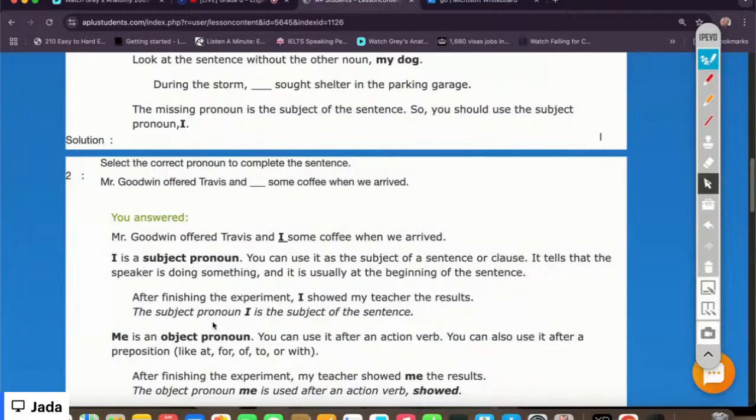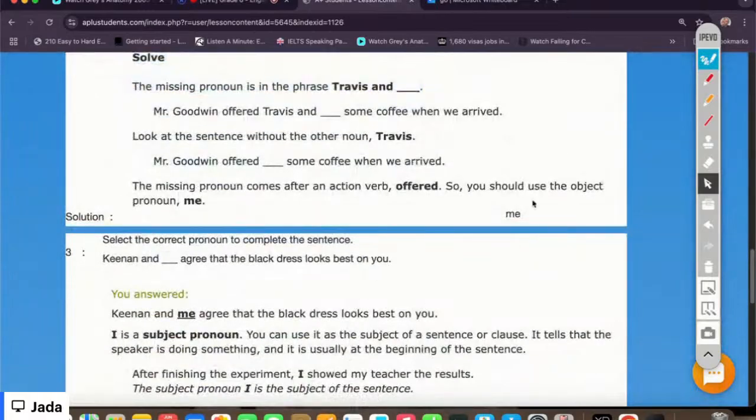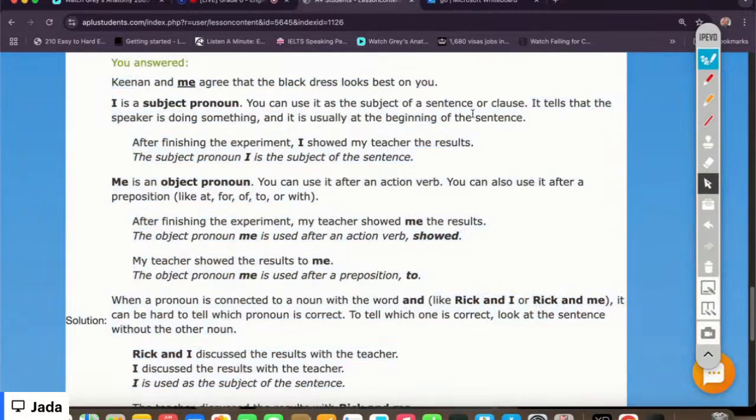Mr. Goodwin offered Travis and Dash some cookies when we arrived. Is it going to be me or I? Me. Okay, so you're going to say what? Mr. Goodwin offered me some cookies when we arrived. So if you just say me, then it's correct. You cannot say offered I.